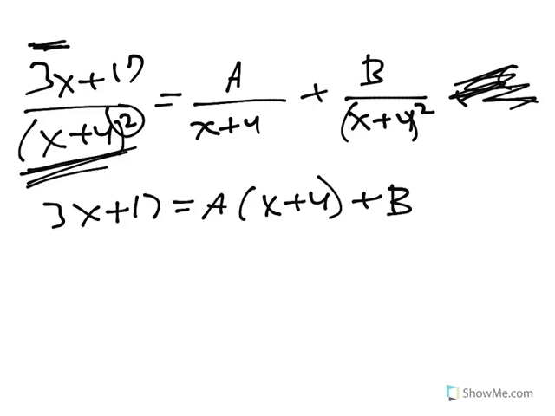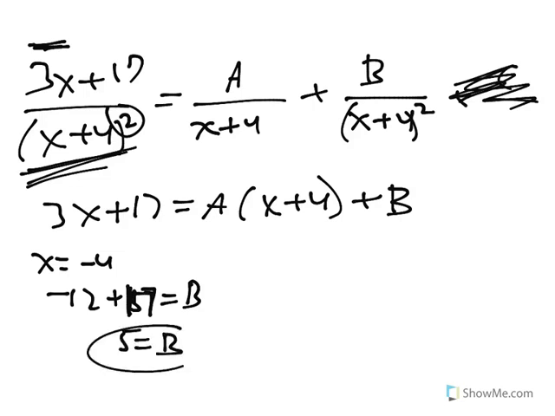Now, we could do the convenient values method by plugging x equals -4 in. We get -12 plus 15 plus 17, sorry, equals b, or 5 equals b.